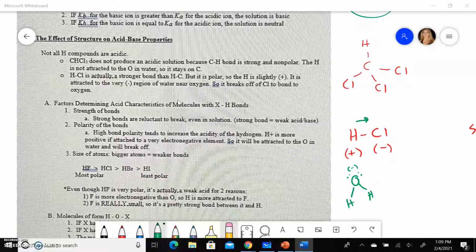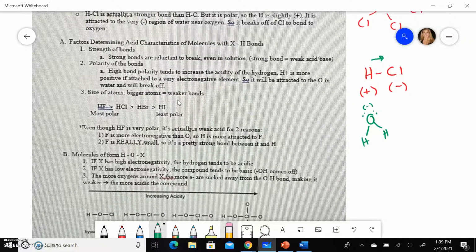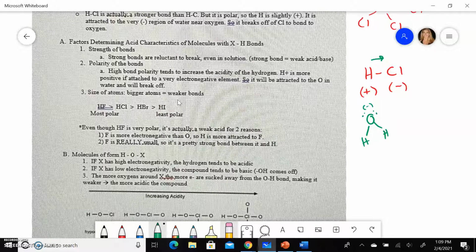It's a weak acid. And so it's important that you understand why this is kind of an exception to the rule. So even though HF is very polar, it's a weak acid because, well, there's 2 reasons. One is that fluorine is more electronegative than oxygen. So remember, it's a competition, and so the hydrogen is more attracted to the fluorine than it is to the oxygen. And then the second reason is because fluorine is really, really small. So the size of the atom kind of makes fluorine an exception to a lot of the rules.